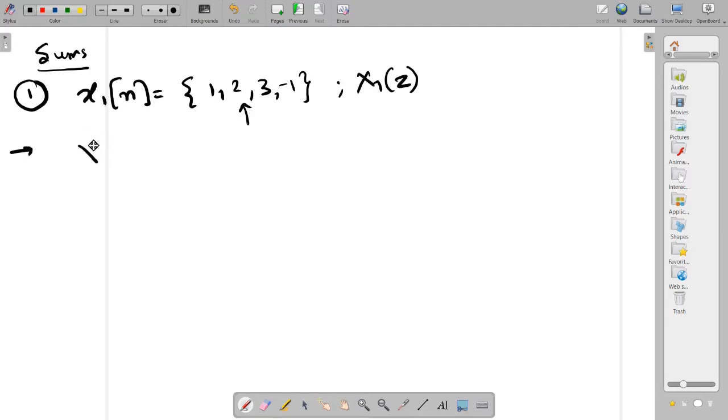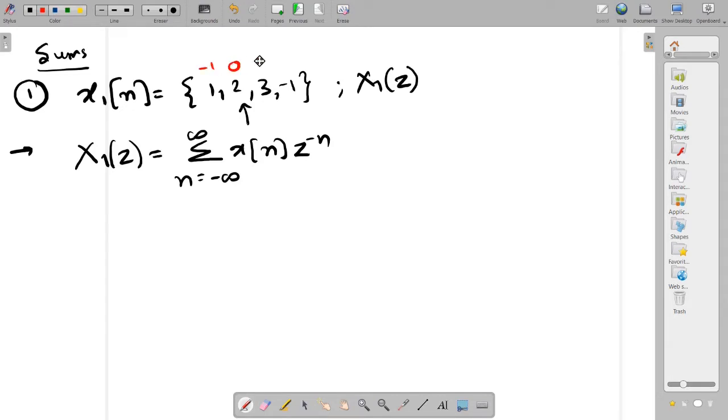Simple, right? X1 of z is given by the formula summation n equal to minus infinity to plus infinity x of n z raised to minus n. Now where does the signal exist from? Origin is over here, right? So this is minus 1, this is minus 2, this is plus 1 and this is plus 2. So my signal exists from n is equal to minus 1 to 2, x of n z to the minus n.